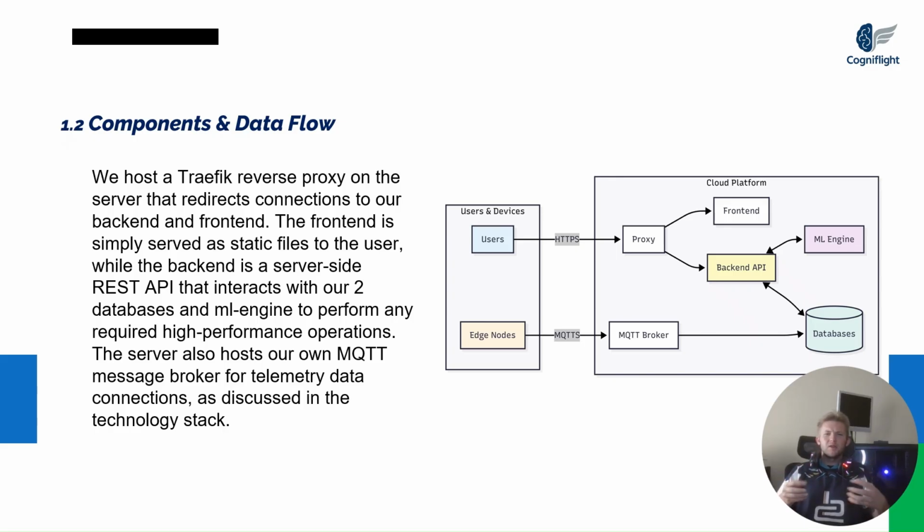The data flow is clean. Sensor stream to MQTT broker, Telegraph pipes it to InfluxDB, backend queries both databases, ML engine analyzes patterns, frontend displays results. Simple, efficient, and scalable. Now, Susan will explain why we chose each specific technology in our stack.